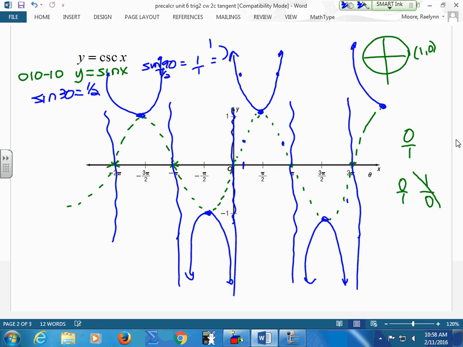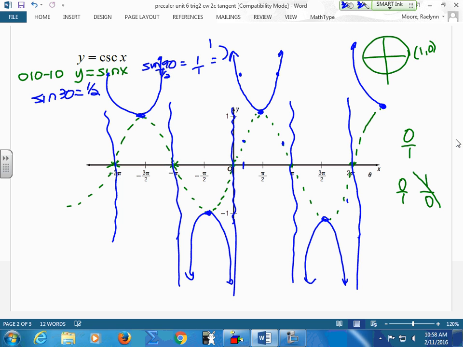So we plotted our basic curve, in this case our sine. We looked at the zeros because when I take the reciprocal of 0, it becomes 1 divided by 0, which we can't do. Those became our asymptotes. Then all we did was use that as a guideline. We're not drawing anywhere near the sine curve. We're doing the opposite from the sine curve.